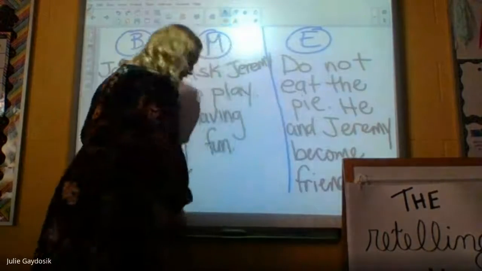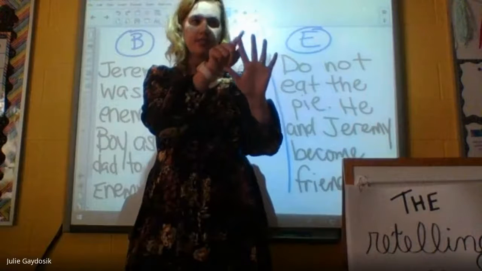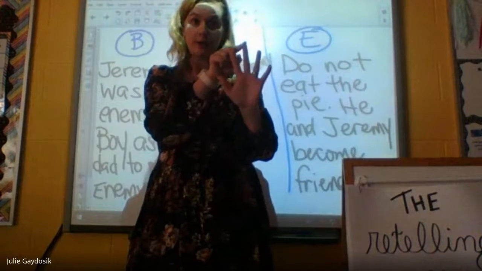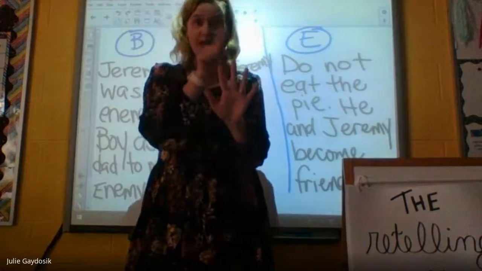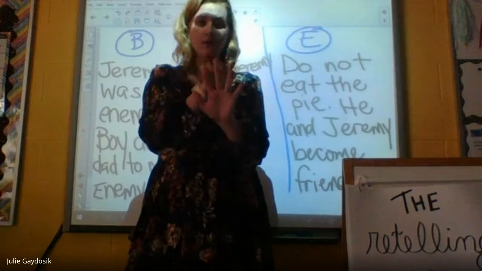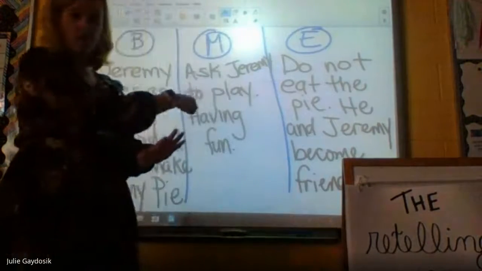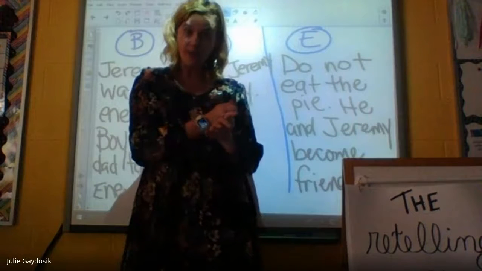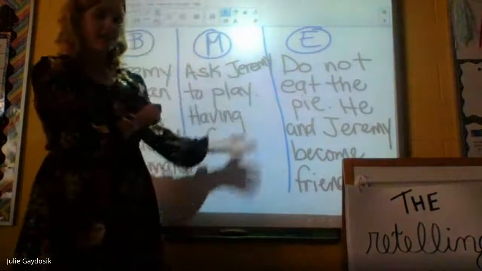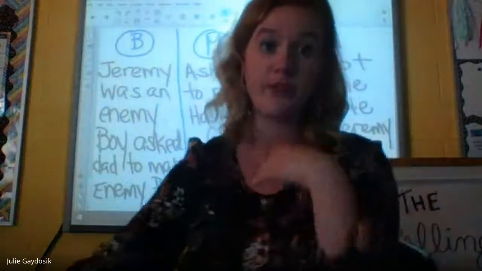So if I went back to my retelling hand, I talked about the setting. I talked about the characters. I talked about the problem, right? The problem was that he was his enemy because he didn't invite him to his party and he struck him out in baseball. Talked about beginning, middle, and end, the events, what happened first, what happened in the middle, and what happened at the end, or what happened last. And then what was the solution to the problem, right? So kind of the solution was that they decided to hang out together and they realized that they were good friends, right? So those are all pieces for the retelling hand.